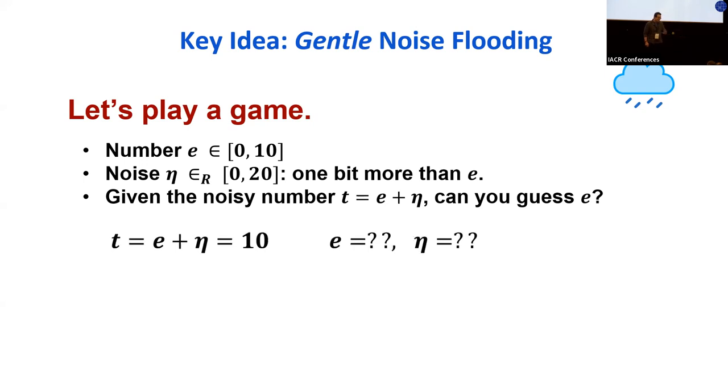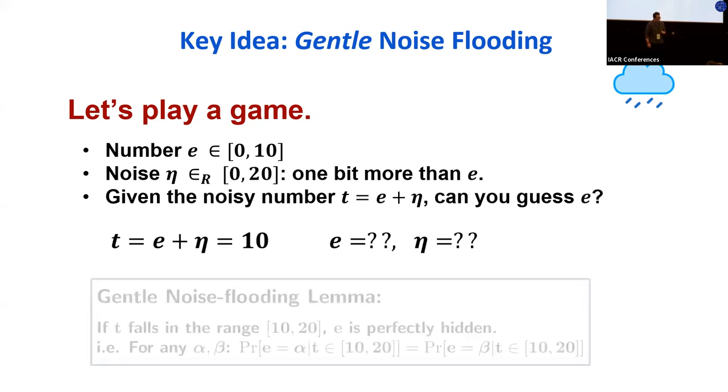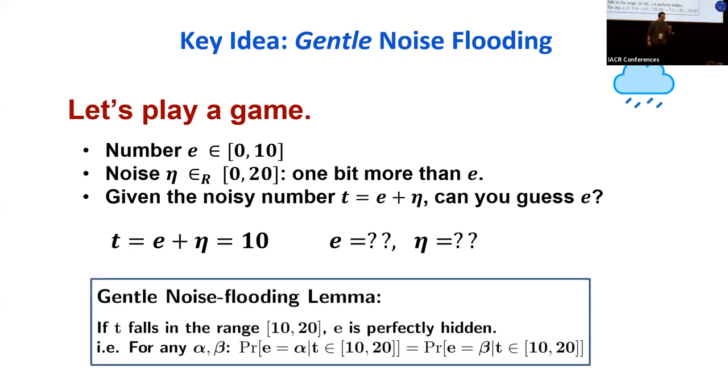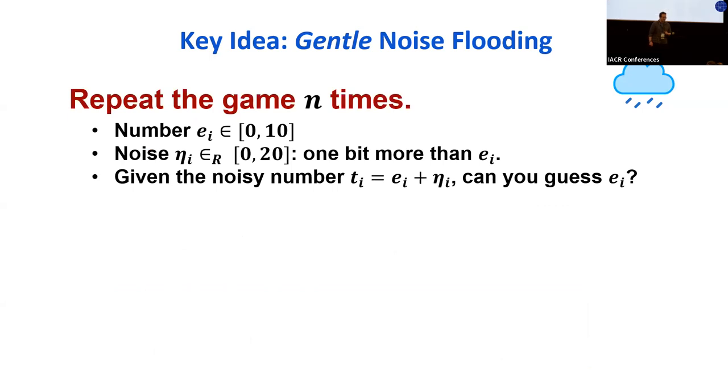But if T is 10, then you have something a little bit more interesting. You have a value of eta for every possible value of E. And so you could argue that E is hidden. And you can actually formalize this by saying, if T is in this middle range of possible values, then E is actually perfectly hidden.